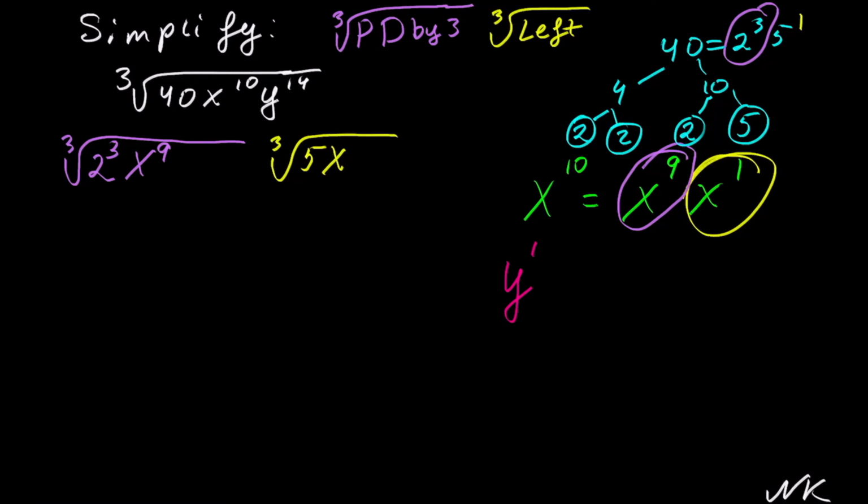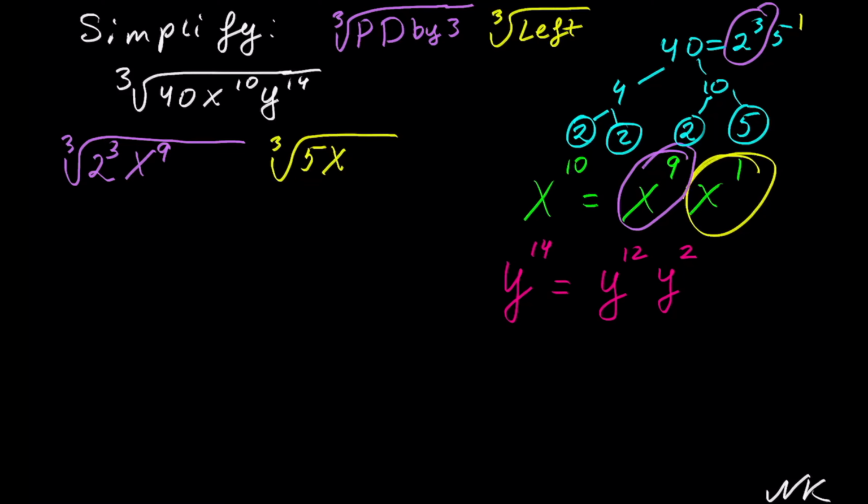Let's rewrite y to the 14th in terms of perfect cubes and leftovers. So we will have two bases of y times y, and for the power 14, let's rewrite it in terms of something that is divisible by 3 evenly. 14 cannot be divided by 3. 1 less is 13, cannot be divided by 3. 2 less is 12. 12 can be divided by 3, so we will have y to the 12 times y to the second, because we went down by 2. y to the 12 times y to the second will give us y to the 14 back.